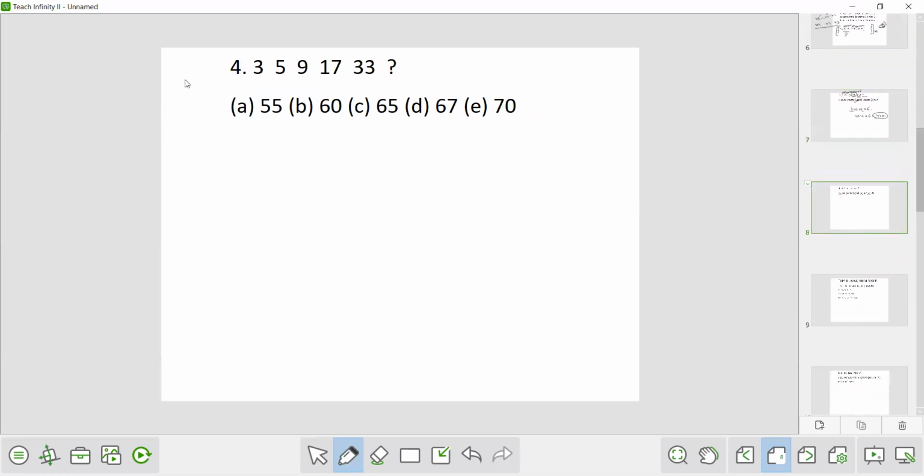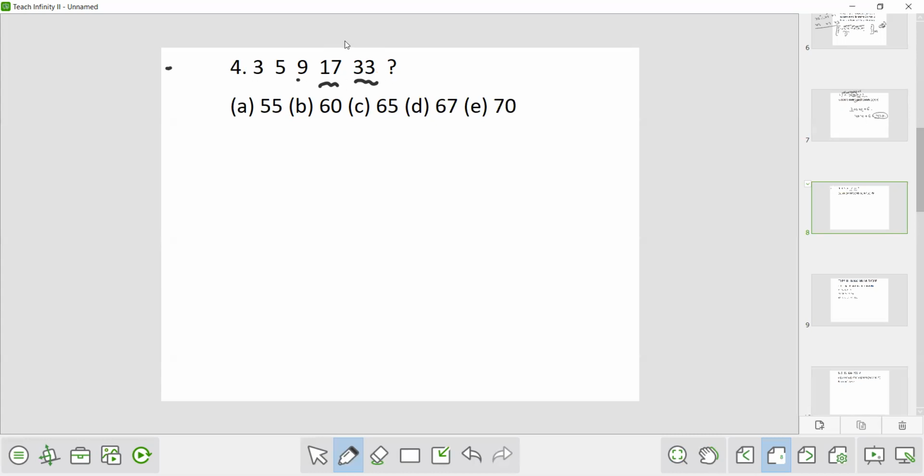Again, look at the fourth question. The fourth question, 3, 5, 9, 17, 33. So again, what we will do, we will look at the larger number. Larger number is 33. The number just before 33 is 17. So it seems that it is near to 2 times. So every number seems near to 2 times.